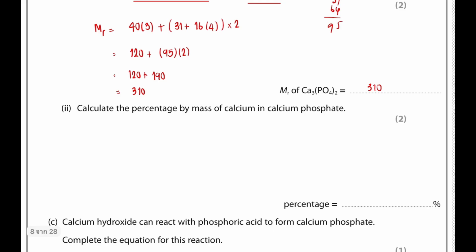And then calculate the percentage by mass of calcium in calcium phosphate. So percentage by mass of calcium is equal to 40, over, it should be 120 because we have 3 calcium, 120 over 310 times 100.